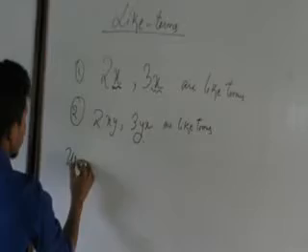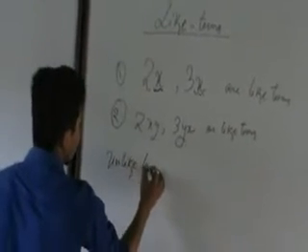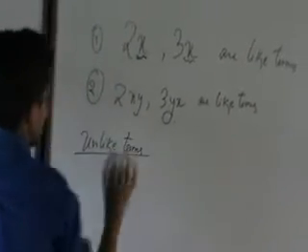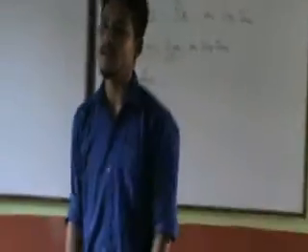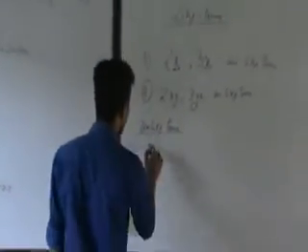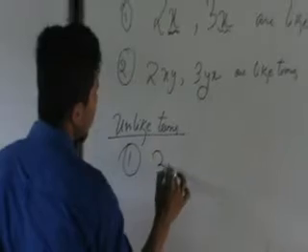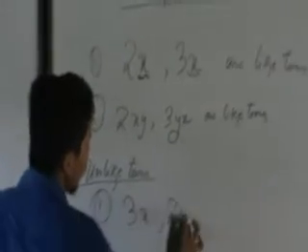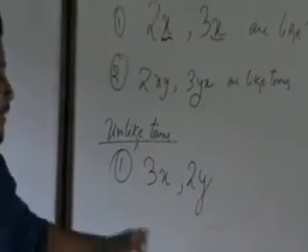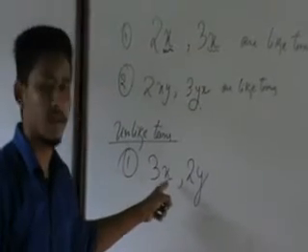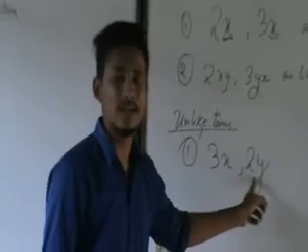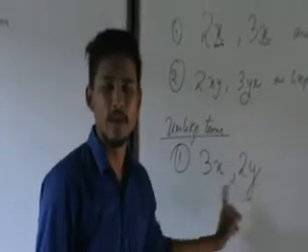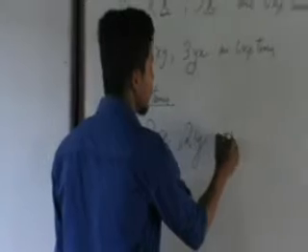Now about unlike terms. What is an unlike term? It is just the opposite of like terms. Terms having different algebraic factors are known as unlike terms. Some examples: 3x and 2y are unlike terms, because in 3x the algebraic factor is x, and in 2y the algebraic factor is y. They are different, so they are unlike terms.